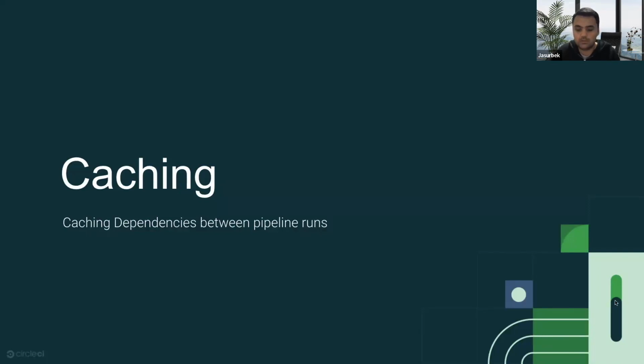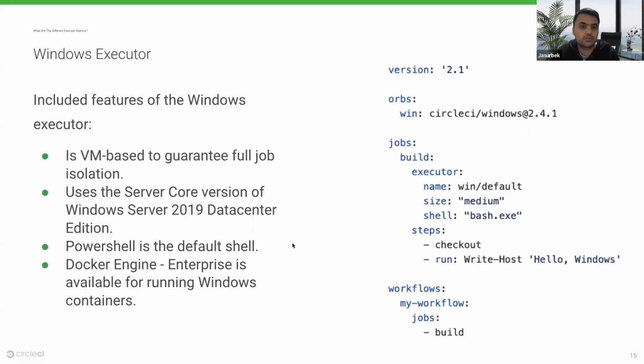Okay, let me go to the previous page. Another important part when choosing the executor is that you need to properly define the resource class as well. Resource class is just the amount of compute resources for your job. With larger resource classes, you can leverage more CPU and RAM. With small resource classes, you save running costs.